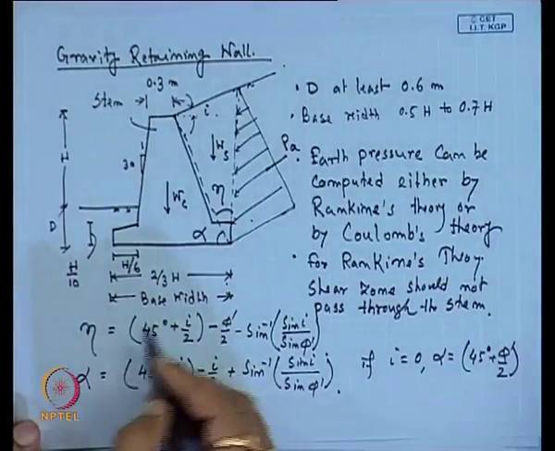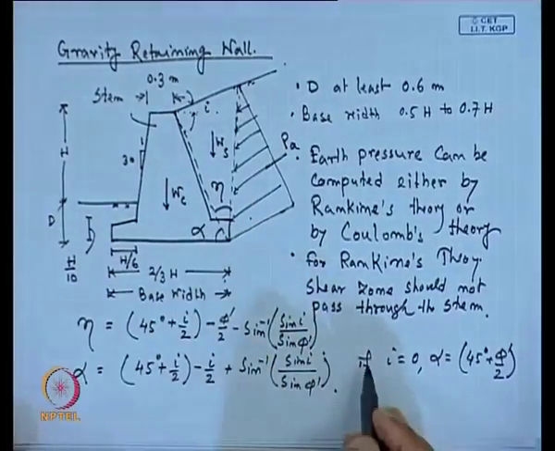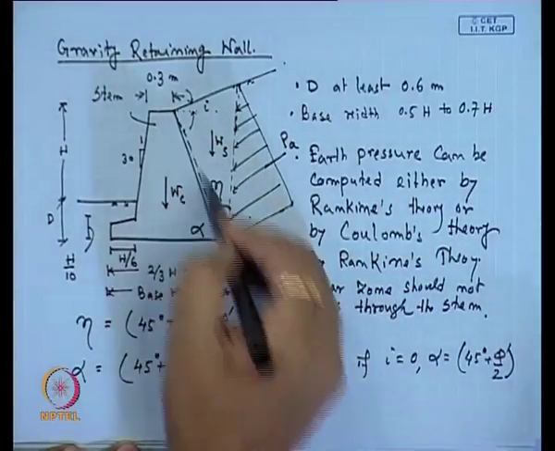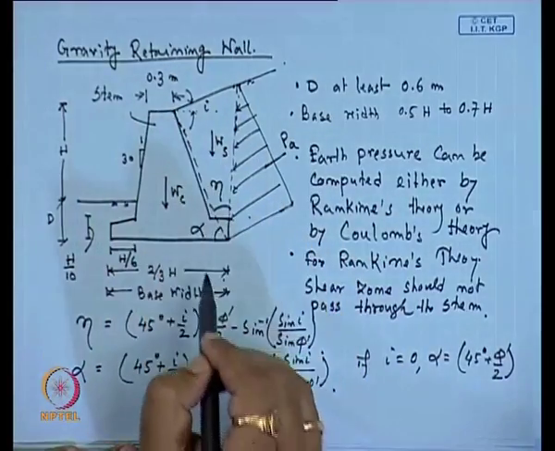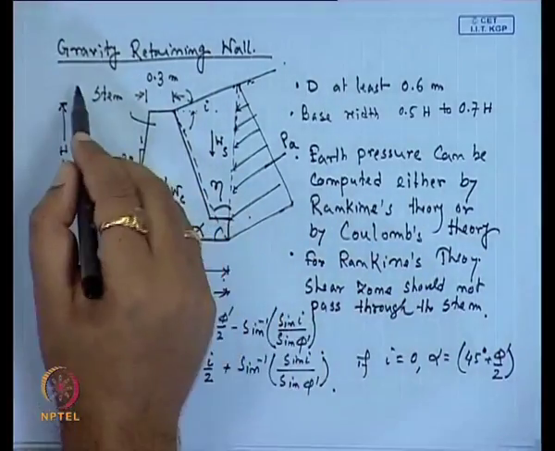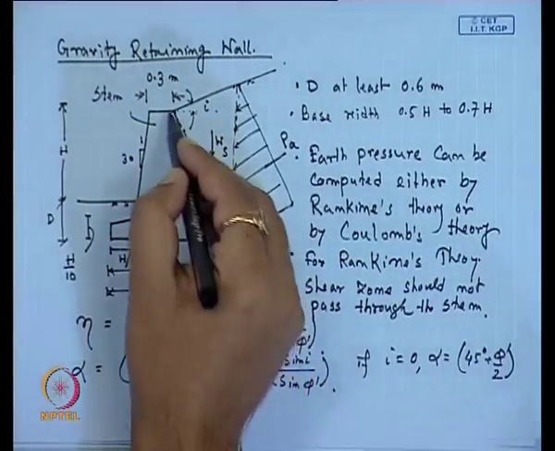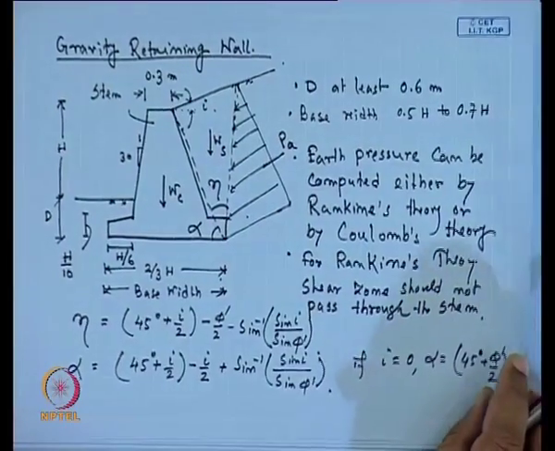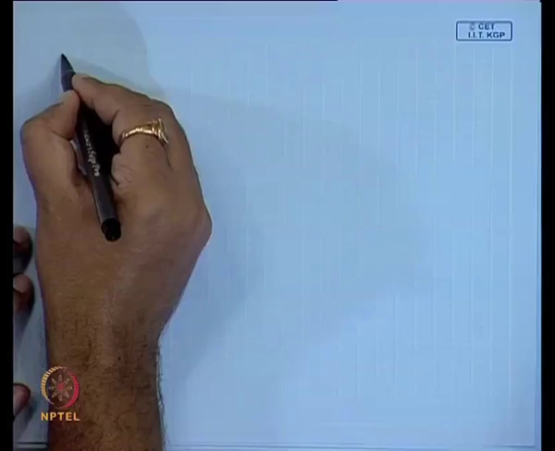So, first we have to check whether this line is passing through this stream or not, if I consider the Rankine theory. For the shear zone, this line should not pass through this stream. So, this is the extreme point. Now, there are a few things that you have to clarify. Suppose this is the retaining wall and we can use the Rankine's theory.